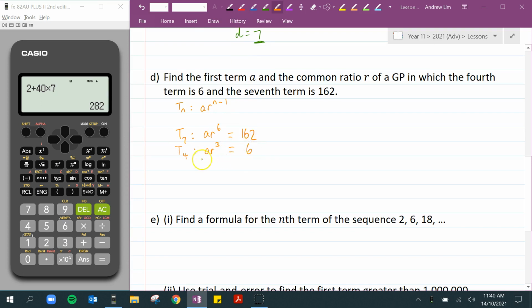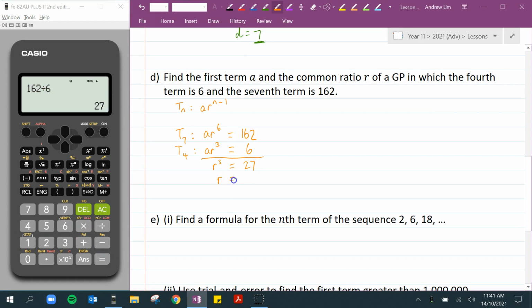Now, in order for us to solve this, we are going to use elimination, but not through addition or subtraction, but through division. So I'm going to take the first line and divide it by the second line. A divided by A cancels each other out. R to the power 6 divided by R cubed gives me R cubed. And 162 divided by 6 gives us 27.